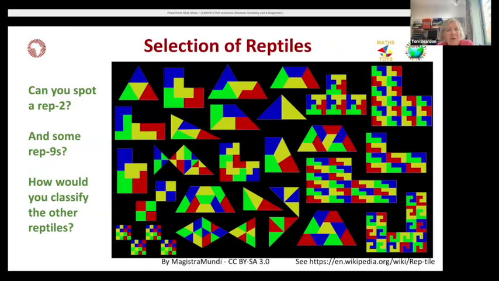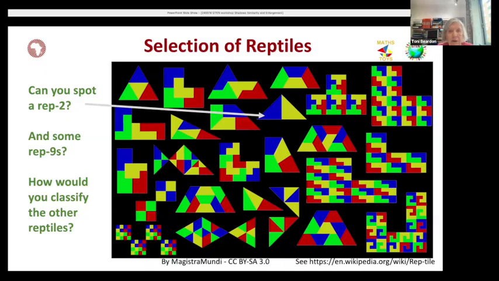Now, here's a selection of reptiles. All of the images that you see there are different ones, but they're all reptiles. And the number, like a rep 2, has got 2 copies in it. There's one. There's a rep 2. It's got 2 copies of the triangle inside the triangle that you see.